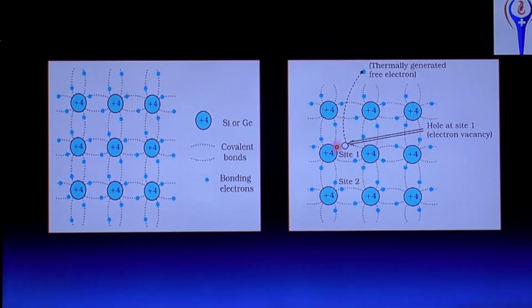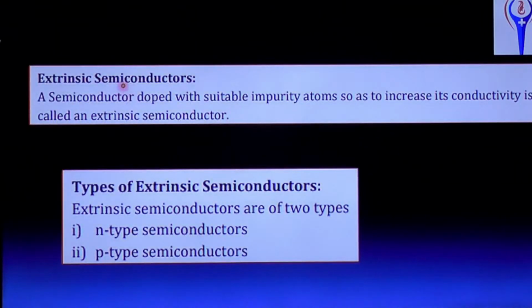Next, extrinsic semiconductor. What is an intrinsic semiconductor? It is a pure form of semiconductor. Its conductivity is not sufficient, so we need extrinsic semiconductor. A semiconductor doped with suitable impurity atoms to increase its conductivity is called an extrinsic semiconductor. The process of adding impurity is called doping.